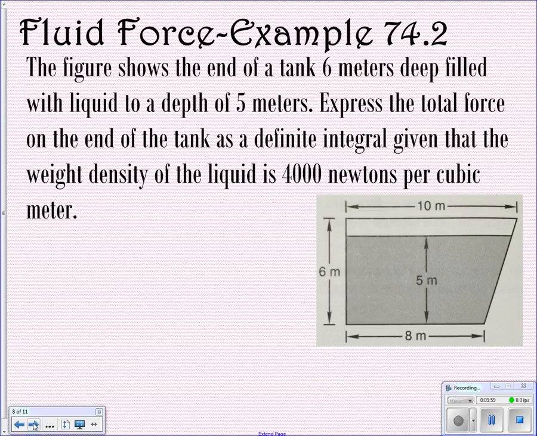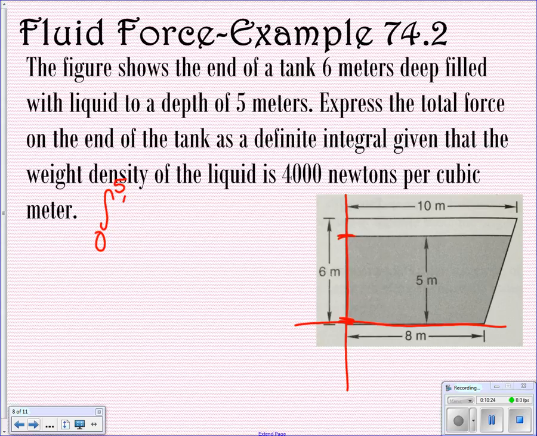You don't actually have to get to the final answer. So we're going to set up our integral. We're going to integrate. Well, where is our fluid? Before we can figure that out, we need to put our x and y axis. So now that you have your x and y axis, where is your fluid? It's from 0 up to 5. So our endpoints are from 0 to 5.